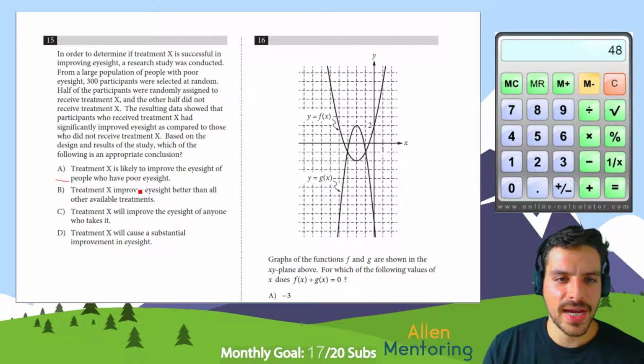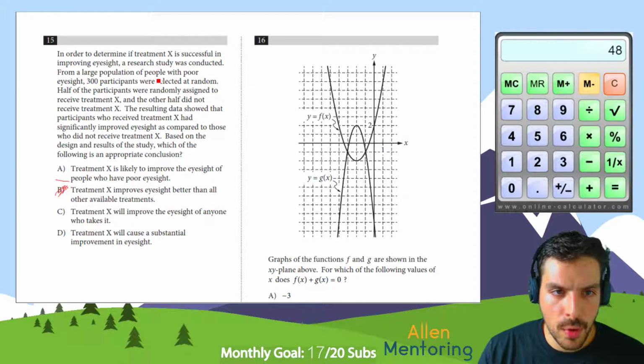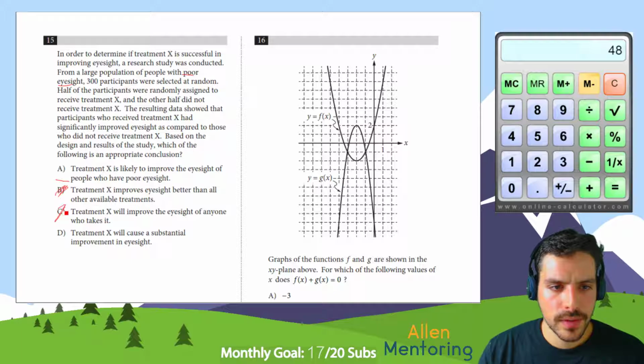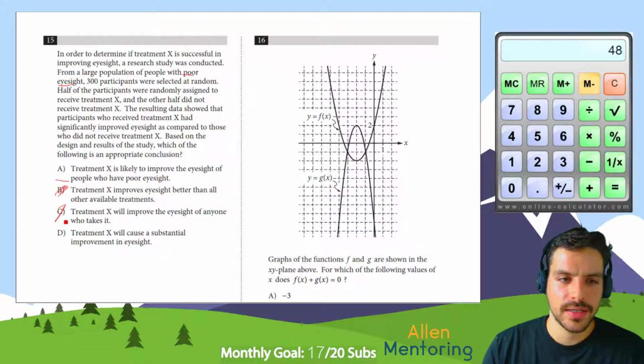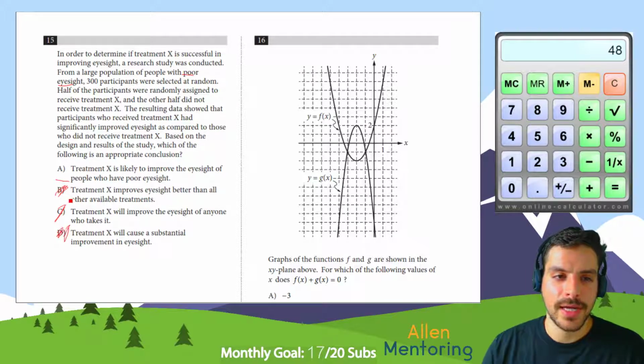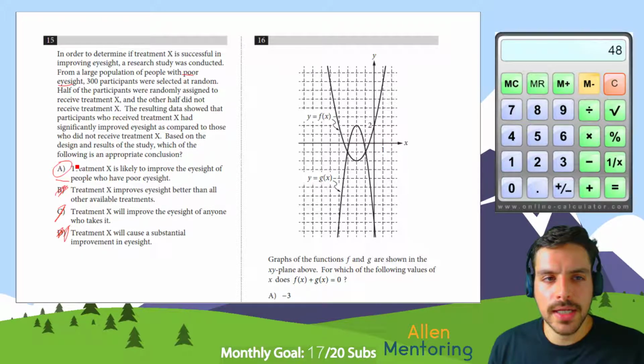Treatment X improves eyesight better than all other available treatments. Well, they did not talk about any other available treatments. Treatment X will improve the eyesight of anyone who takes it. That's not true because we see that only people with poor eyesight were surveyed. Treatment X will cause a substantial improvement in eyesight. That is not true as well because, again, it only refers to people who already have poor eyesight. So if you have 20/20, it's not like it's going to take you to 20/10 or something like that. So A is the correct answer.